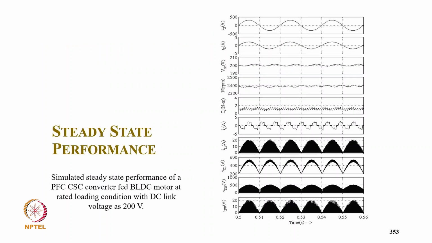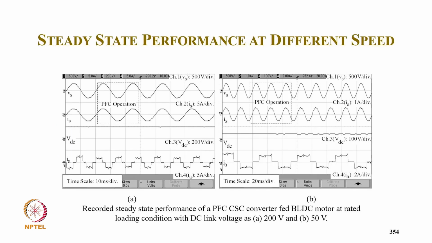And these are the steady state simulated performance: supply voltage, supply current, DC link voltage, speed, then the torque, then the winding current. You can see the input current is discontinuous and the capacitor voltage is continuous. The supply voltage and supply current verify the design of inherent power factor correction here.